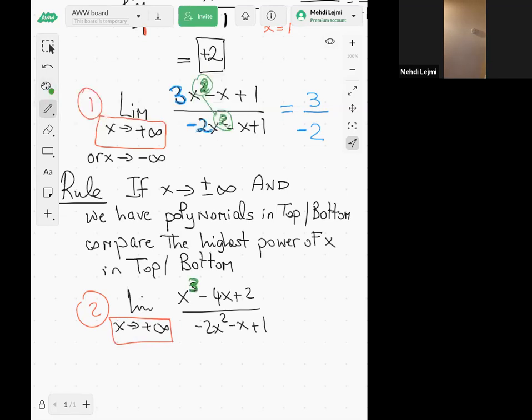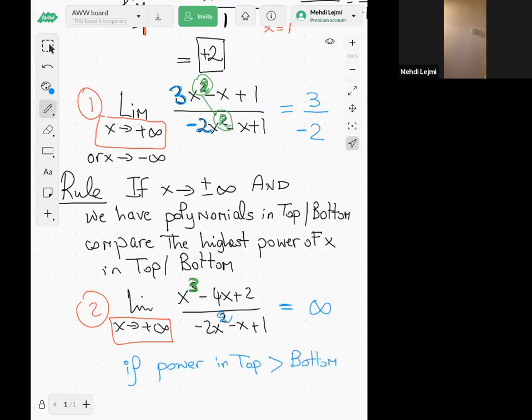Okay, and the highest power in the bottom is 2, right? So the power in the top is larger than the one in the bottom. In this case, if the power in the top is larger than the bottom, then the answer would be infinity. So this is if the highest power in the top is larger than the one in the bottom.